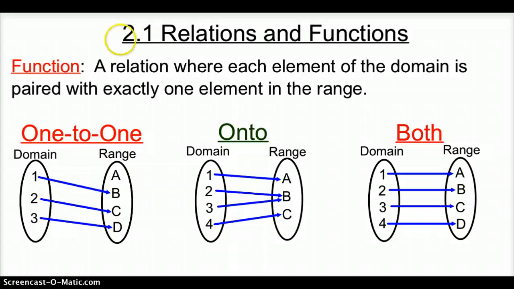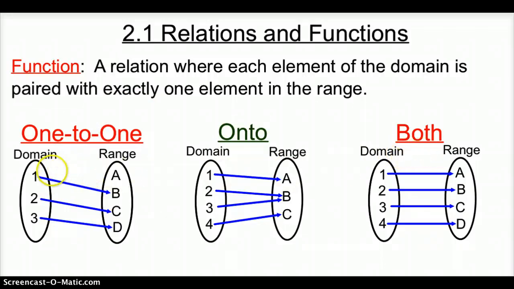Our very first vocab word is function. And if we remember back, we know a function is a relation in which each element of the domain is paired with exactly one element of the range. And now we have different types of functions. We have a one-to-one function, we have an onto, and it can be one-to-one and onto.